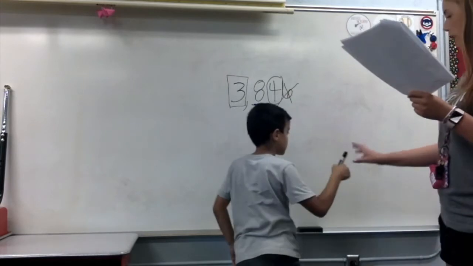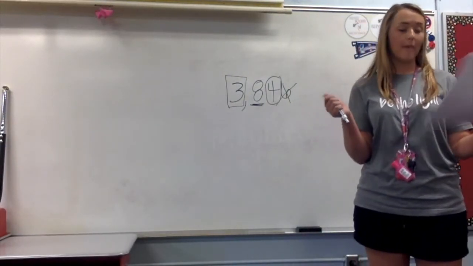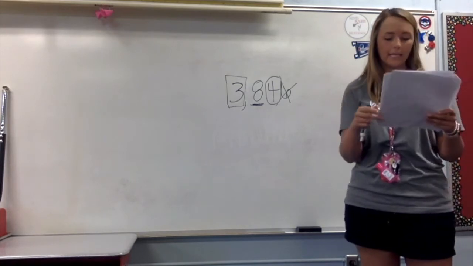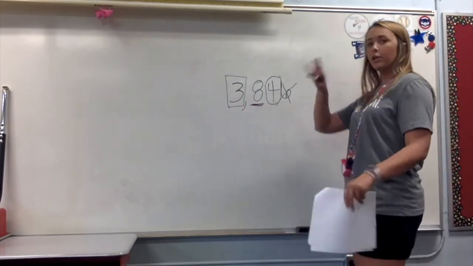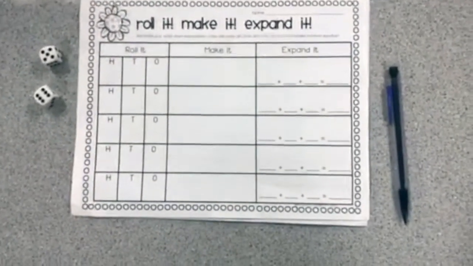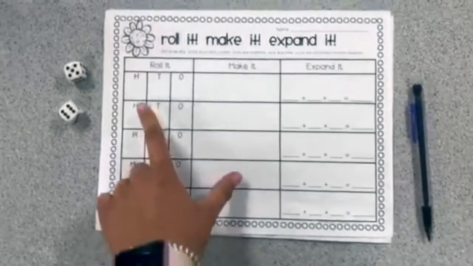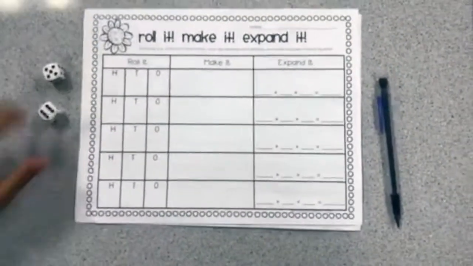Perfect. Thank you. Okay, so instead of choosing numbers, we are going to play a game with rolling dice. And after you roll the number, you're going to get to draw it, write it out, and expand it all. Okay, so we have 2 dice, and it says roll it, make it, expand it. So what you're going to do is roll it 3 times, and you're going to get 3 different numbers. So why don't you go ahead and roll for us.